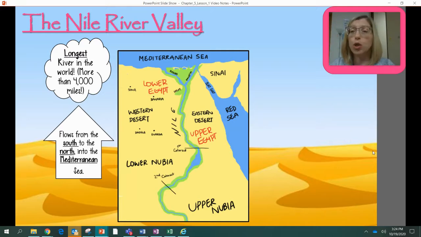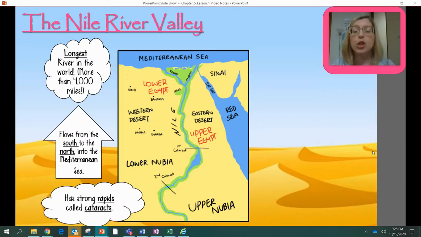There are only 2 rivers in the world that flow from the south to the north. That is the Nile River, and does anyone else know what the other one is? It's right by us. It's the St. Johns River. It flows from the south to the north.